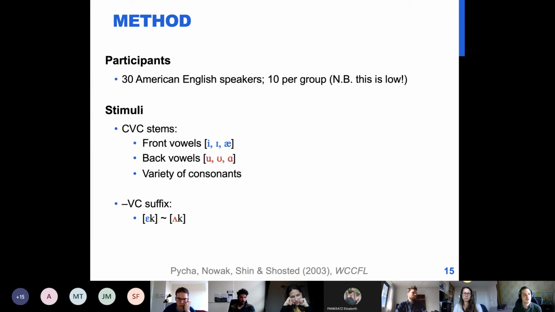All right. So they ran an experiment. They had 30 English speakers with 10 per group. You might note this is a very low number of participants, so just keep that in mind, 10 per group. In terms of stimuli, their stems were CVC, and the front vowels were I, E, A. The back vowels were U, U, A. And then they had some variety of consonants. And then they had a suffix that alternated between ek, which is a front vowel, and uk, which is a back vowel.